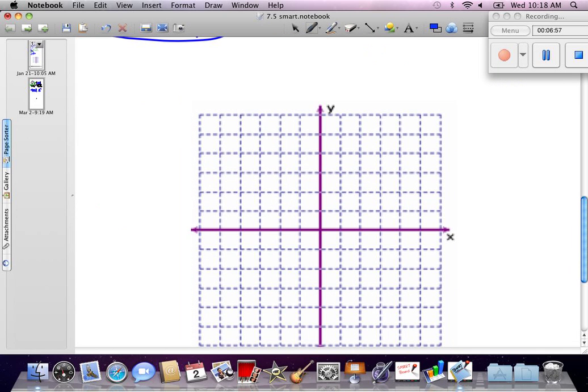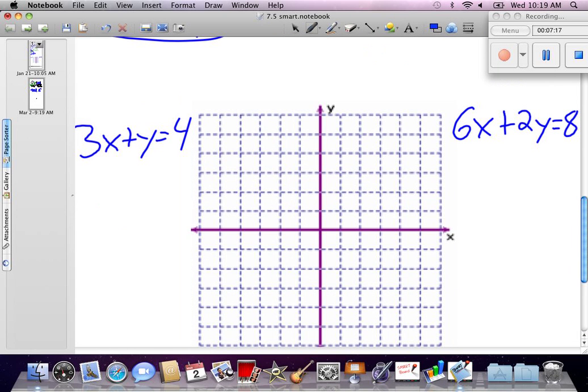Okay. So we're going to graph these problems. We've got 3x plus y equals 4 and 6x plus 2y equals 8. They have to be in what form in order to graph them? Are either of them in y equals mx plus b?